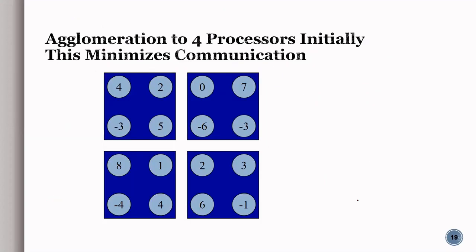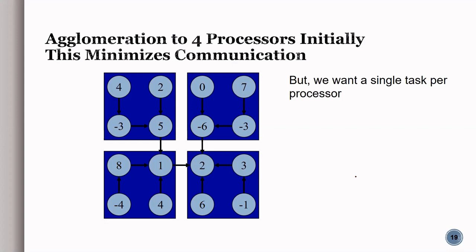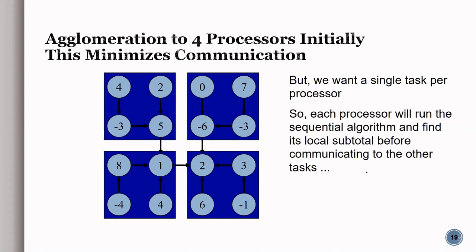So the final step is agglomeration and mapping in Foster's design methodology. Let there be p processes and n values, and p is much less than n. For the sake of simplicity, we will keep p as a power of 2. Here the number of tasks is static. Computation per task is constant and the communication pattern is regular. Naturally, we need to agglomerate to minimize the communication between processes.